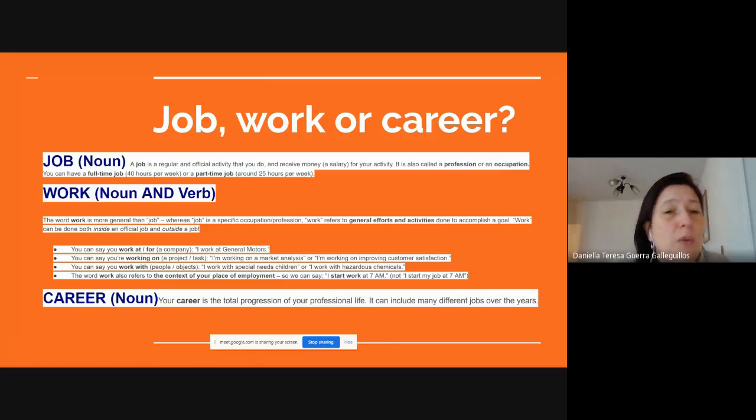You can say you work with when you talk about people or objects. Like, for example, I work with special needs children. I work with many engineers in this project. That's when you talk about people. But when you talk about objects, you say, I work with hazardous chemicals. You talk about the chemicals. In that case, you're talking about the object. The word work also refers to the context of your place of employment. So we can say, I start work at 7 a.m.